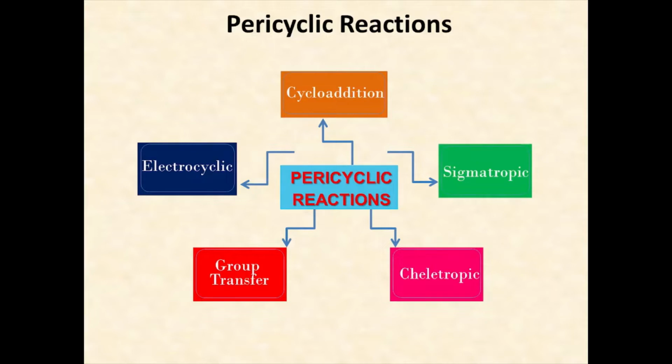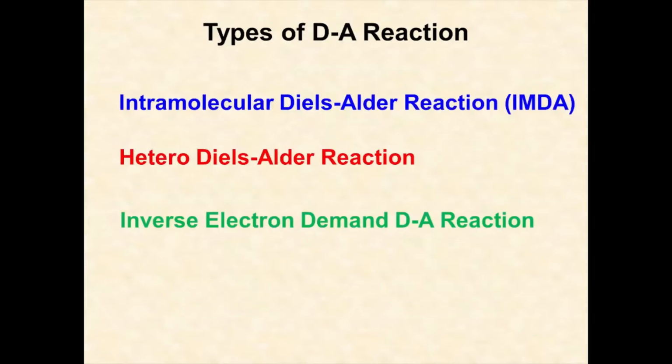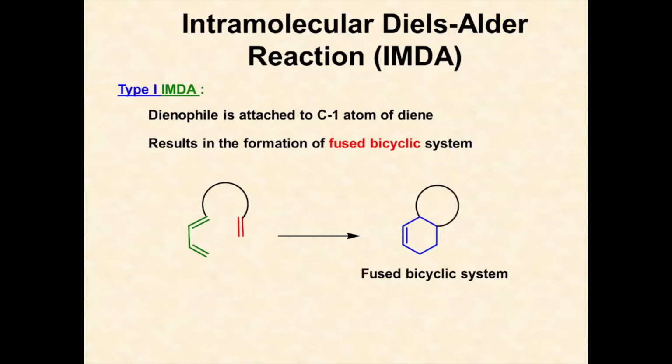So in the first, the major types should be the intramolecular Diels-Alder reaction, Hetero-Diels-Alder reaction, and inverse electron demand Diels-Alder reaction. So we will gradually come to all the types of Diels-Alder reaction, and we will see the examples of those. To start with, the intramolecular Diels-Alder reaction, sometimes abbreviated as IMDA.